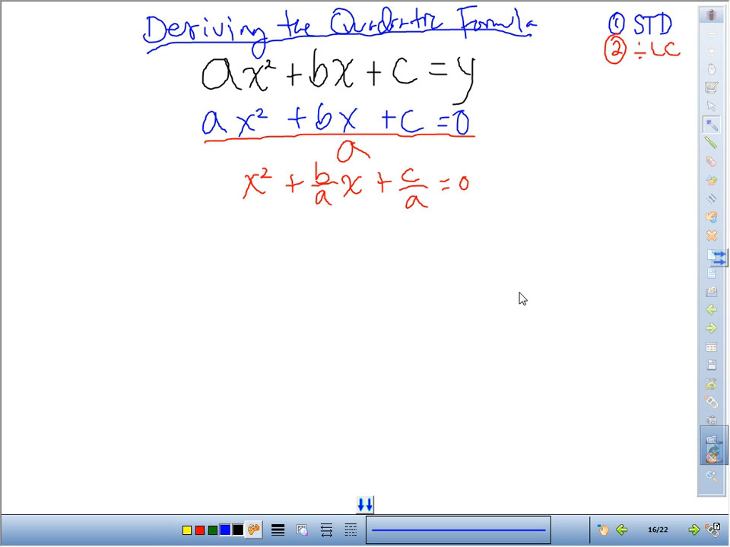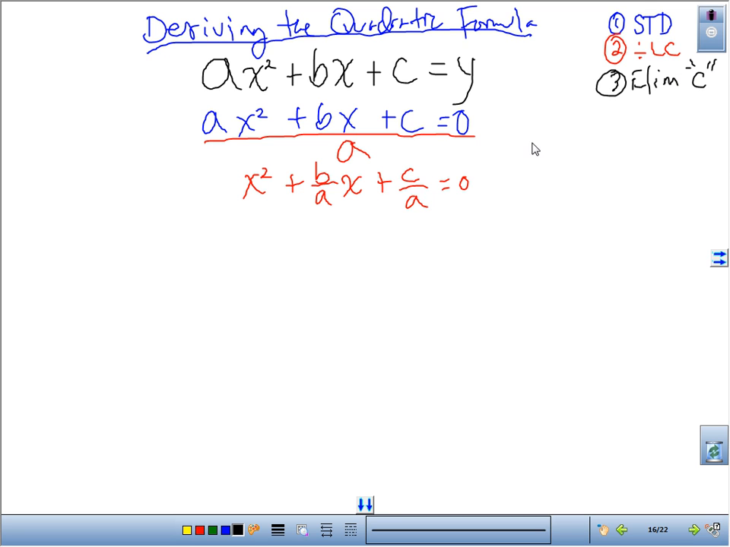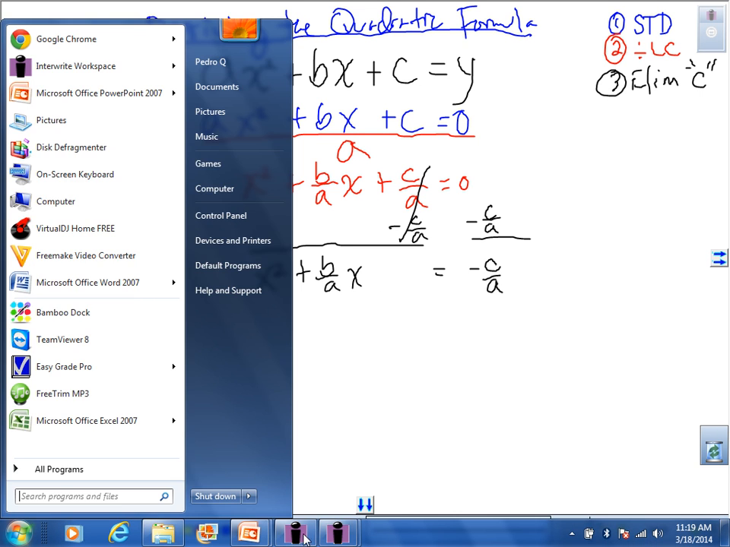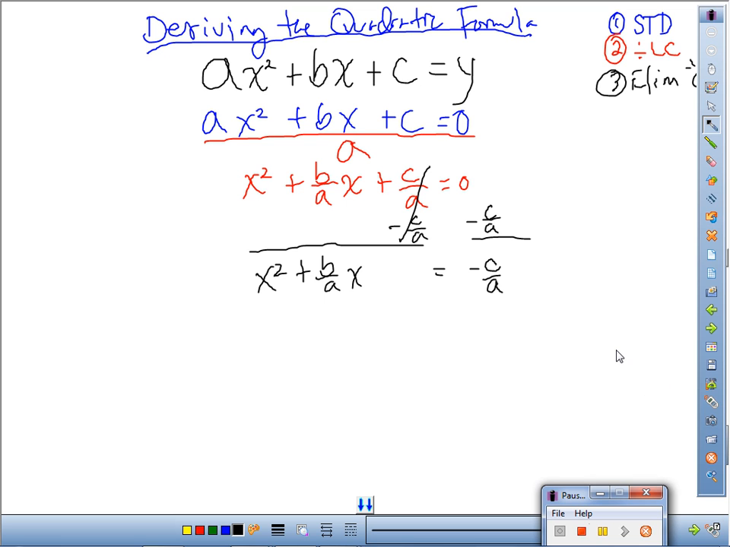From there, step 3. Pay attention, please. For step 3, I'm going to eliminate the constant. And the constant we know is c over a. So I'm going to eliminate that: c over a minus c over a. And I'm left with x squared plus b over a x equals negative c over a. There's more steps, but I'm going to stop right there so you can copy that, please. Okay? All right. Now that you copy that, pens down really quick.